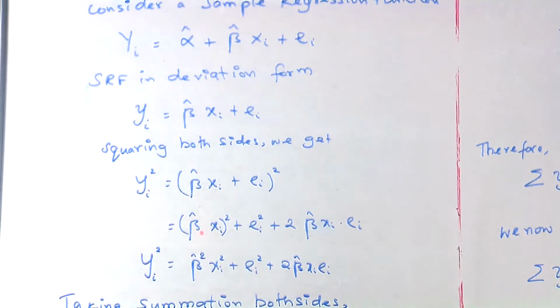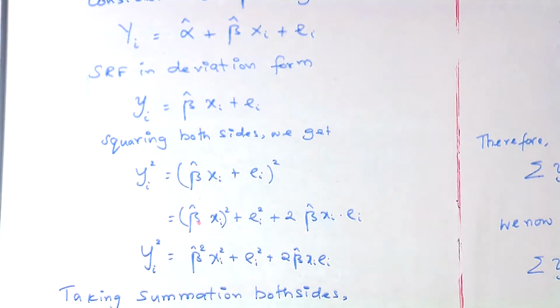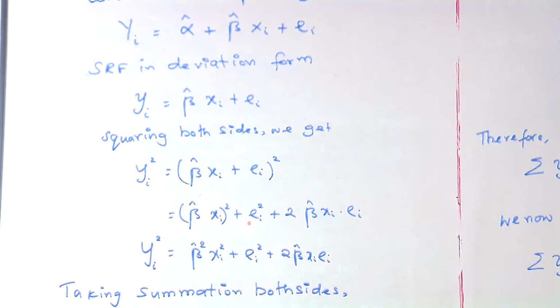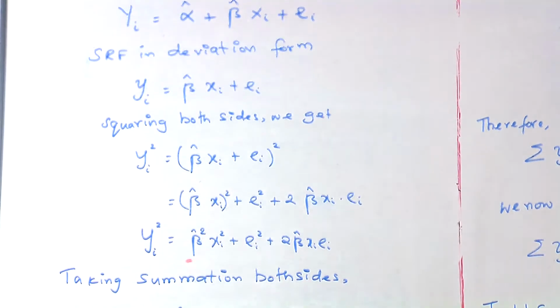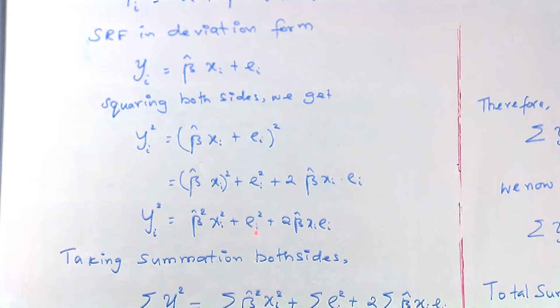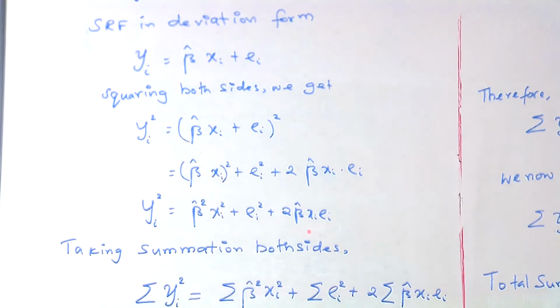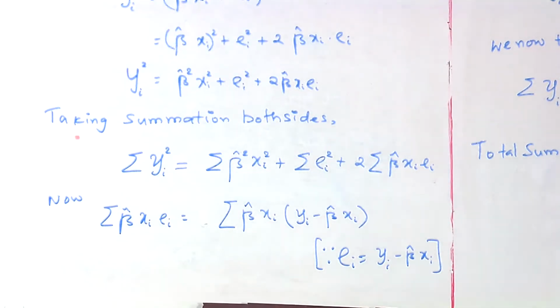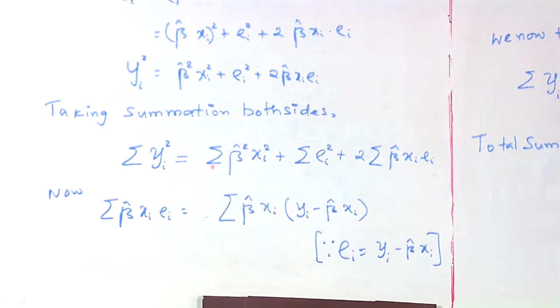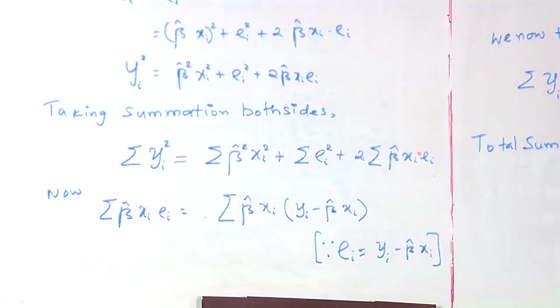So this is the square of the first term, beta hat xi the whole square, plus the square of the second term, ei square, plus 2 into beta hat xi into ei. So this is the form we get: yi square is equal to beta hat square xi square plus ei square plus 2 beta hat xi ei. Taking summation both sides, we get sigma yi square is equal to sigma beta hat square xi square plus sigma ei square plus 2 into sigma beta hat xi ei.